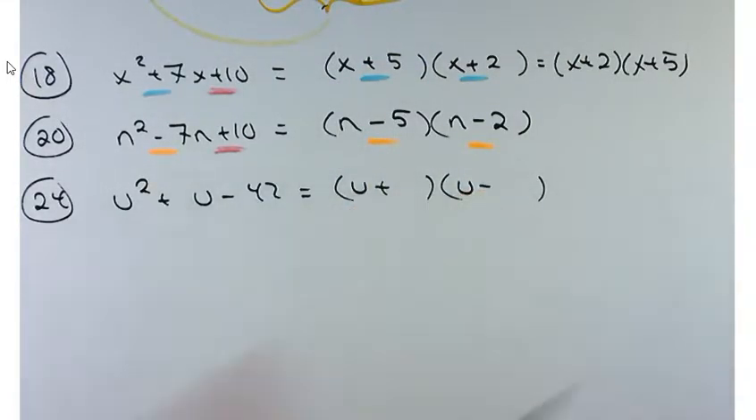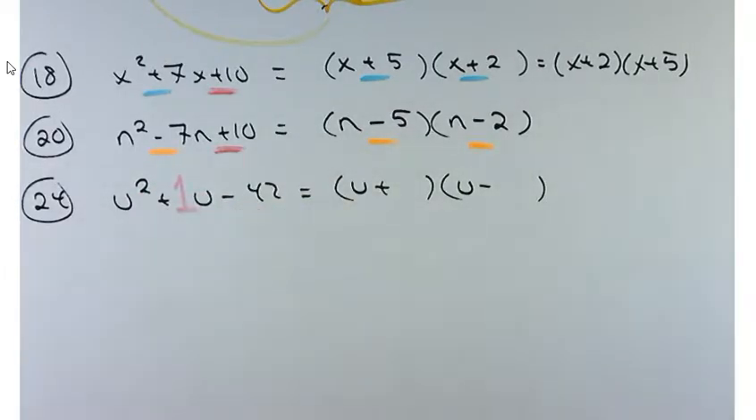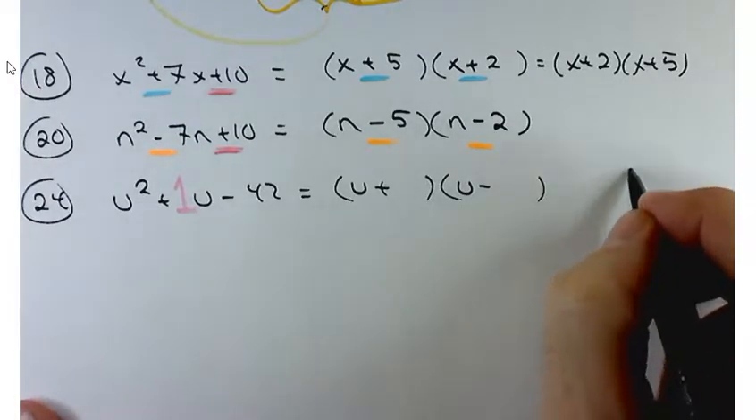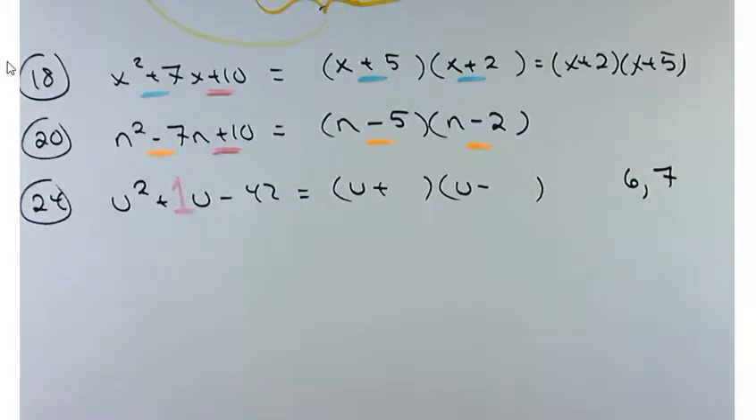Now I need two numbers that multiply to 42 and add to 1. That 1 is not necessarily written for you, but it's understood to be here. Two numbers that might jump out at you are 6 and 7. But which one's positive? Which one's negative?